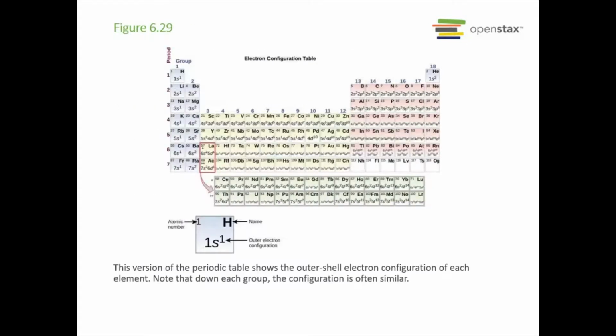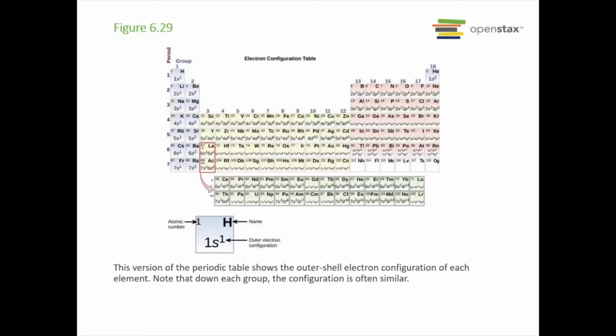So this is another periodic table version. And this actually tells you the electron configuration of each element. I know it's kind of hard to see on my screen, but it's in your book, whether you have the physical copy of the book or you're just using the internet copy, which you can probably zoom in on a lot better. But this gives you the outer shell electron configuration.